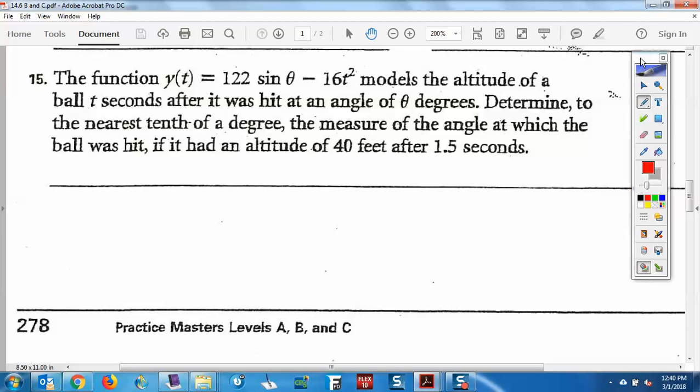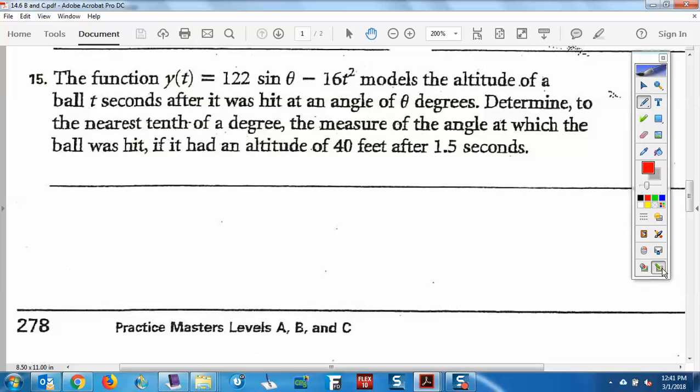So the function y equals blah, blah, blah, blah, blah, models the altitude of a ball t seconds after it was hit at an angle of theta degrees. Now here we did a couple story problems where we were in radians, and I told you I will say in the problem to remind you if you need to be in radians. If it's a story problem, you need to be in radians. This one obviously is an angle. It says degrees right there, so we know we're in degrees. Determine to the nearest tenth the measure of the angle at which the ball was hit if it had an altitude of 40 feet after 1.5 seconds.